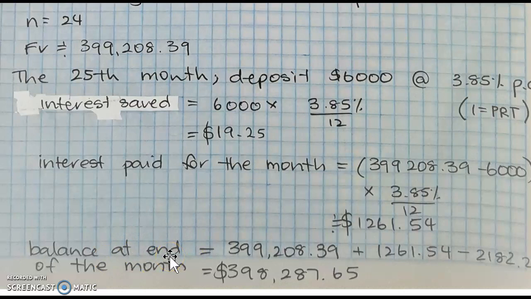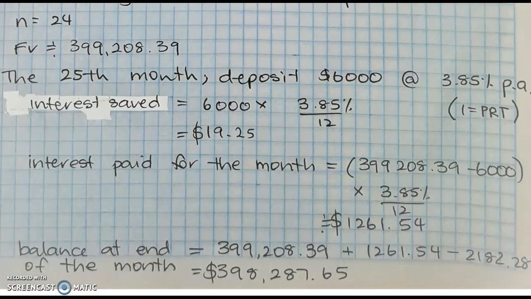So if that is the interest being paid for that month, I can work out the balance at the end of the month. The balance is the FV, which is now the present value. You can see it up here. At the end of 24 months, this is what was owing. So here it is here. I've just worked out how much interest I have to pay on the new amount minus the 6,000, which is this. So it's the FV, what's owing, plus the interest for that month, take away my payment, and as you can see here, the total is $398,287.65. So that's the new balance at the end of that 25th month.